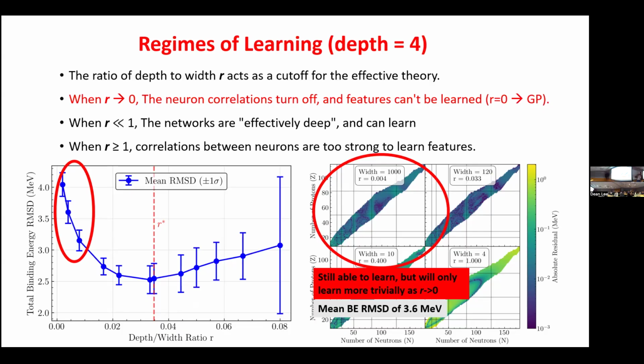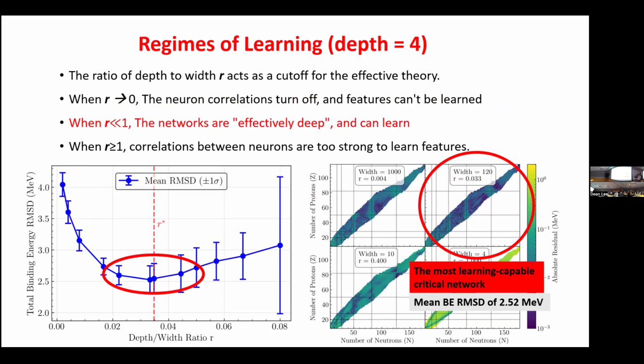So in this first regime here, we had a width of 1,000, which is pretty large. And you can see over here that our root mean square deviation jumps up, but we're still fitting. So what's happening is neuron correlations are being turned off. All of the non-Gaussian interactions in our action are being suppressed. And so we are able to fit things still, but we're losing the ability to do feature learning. If we take the limit as R goes to 0, then we just get back a Gaussian process and can fit, but it's not going to be able to find features in the data.